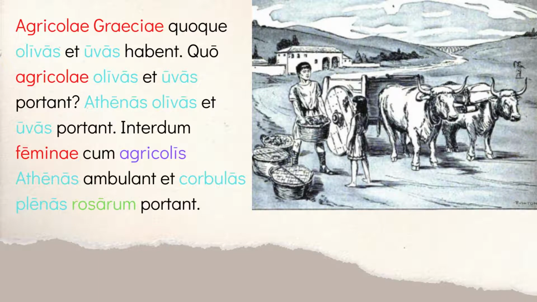So you have quo agricolae olivas et uvas portant. So quo means like where do the agricolae, the farmers, portant, carry? Where do they carry their olives and their grapes, right? Well, we get our answer in the next line. You have Athenas olivas et uvas portant, right? They carry their olives and grapes to Athens.